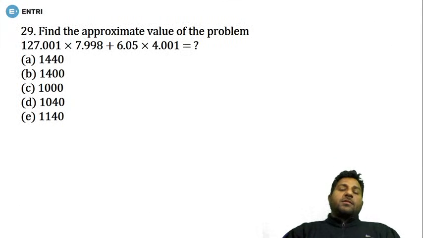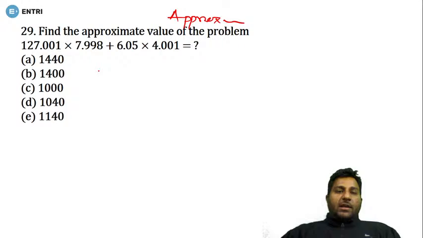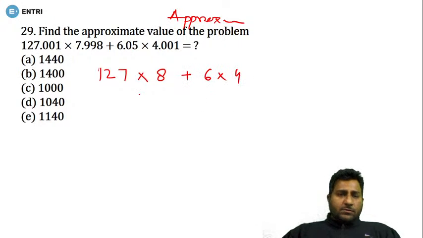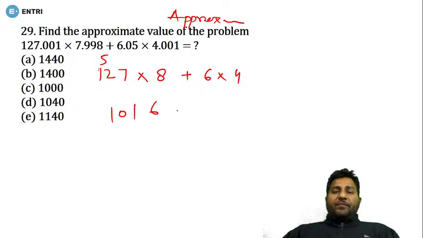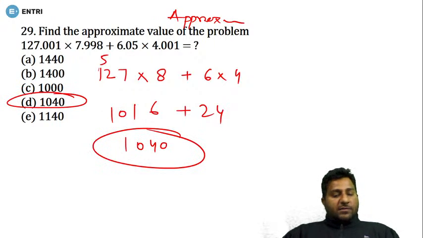Here come the approximation questions. Look at this. This is the approximate. From here you will be getting approximate questions. 127.001 can be supposed as 127 multiplied with 8 plus 6 into 4. So clearly 8 sevens are 56 and 12 eights are 96, and 96 and 5 is 101, plus 24, clearly 1040 will be the answer of this question. Yes, Sharath, very good.